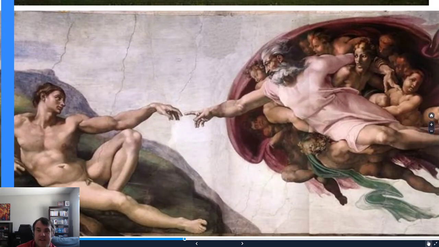And then this one, look at the attention to detail in this one. This is the ceiling of the Sistine Chapel. You'll find this in Vatican City today. This is done by Michelangelo. He painted this whole thing upside down, which is just amazing. But look at the muscles and the defined nature on these pictures.